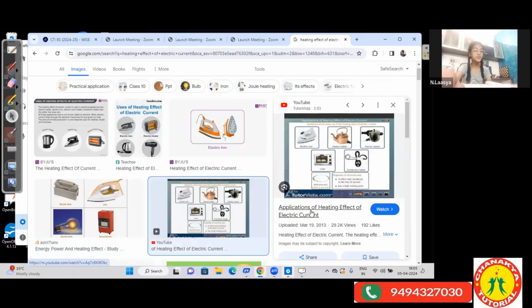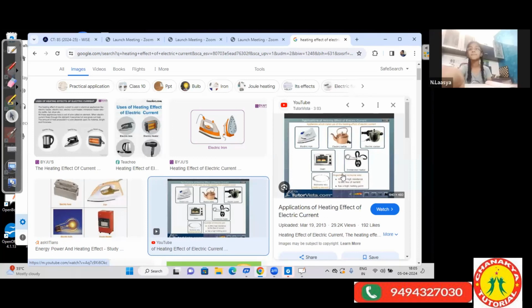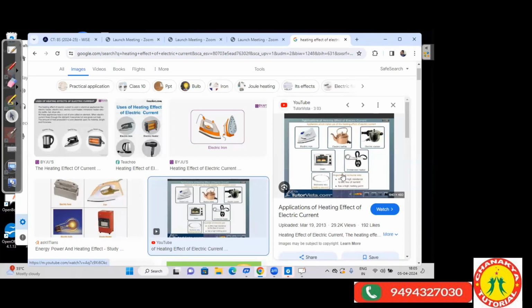Is it the heating effect? No, the MCB board is not working on the heating effect. MCB board works on the magnetic effect of electric current. Okay, sir. The fuse wire works on the heating effect. MCB works on the magnetic effect.